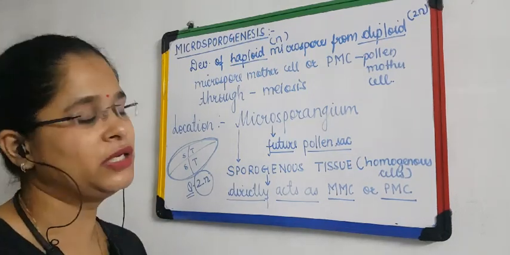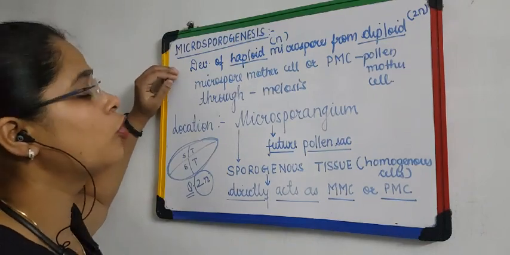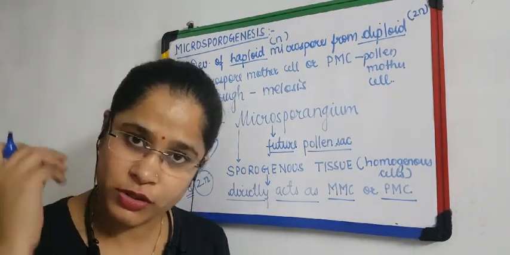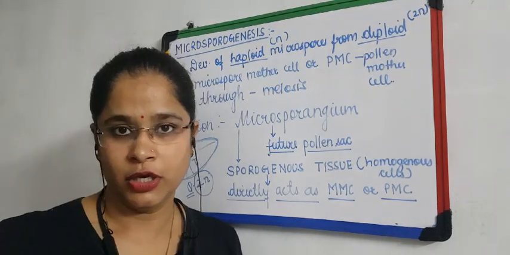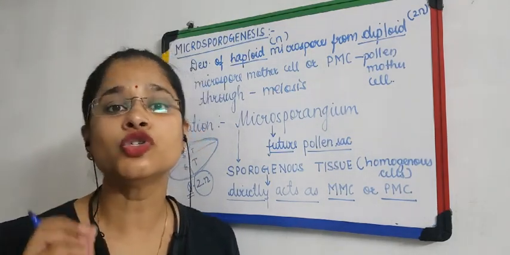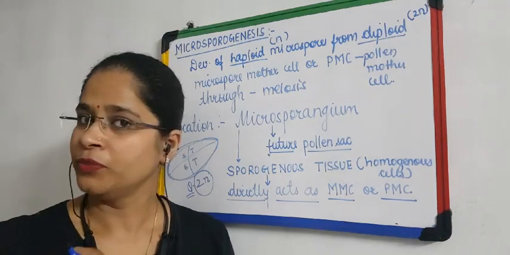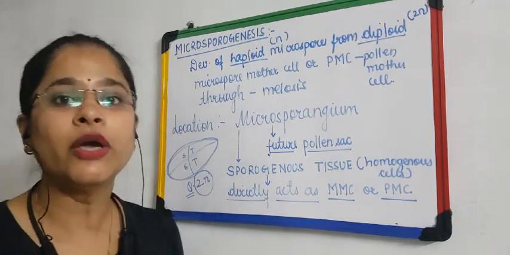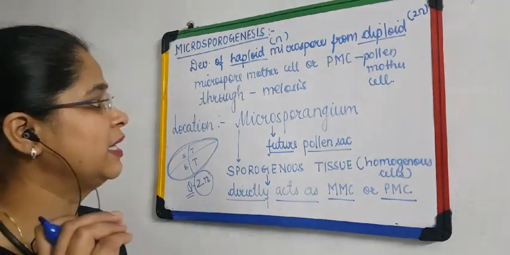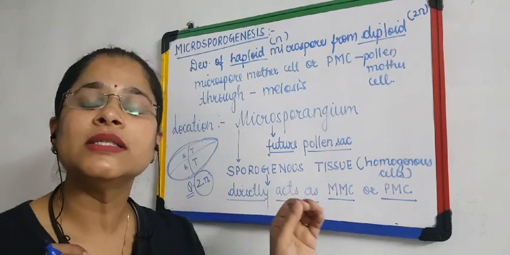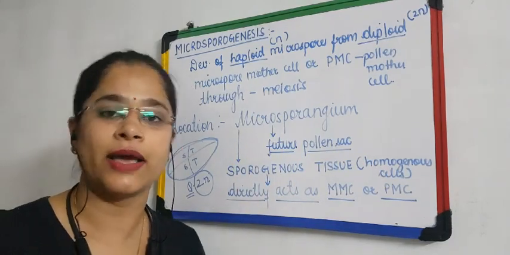I am again repeating. Microsporogenesis is the development of haploid microspores through meiosis from diploid microspore mother cell or pollen mother cell. Clear with that? This microsporogenesis takes place in the microsporangium, which is considered as future pollen sac.